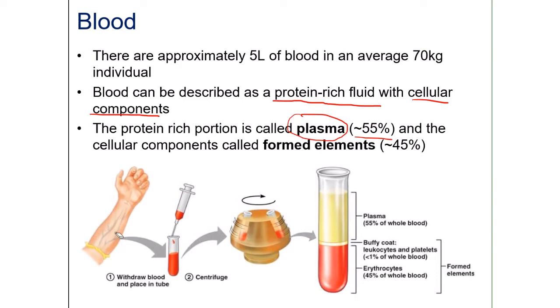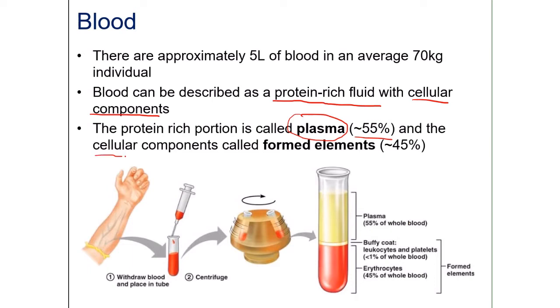So if you take blood from a person and then you spin it in a centrifuge, which is basically a machine that rotates at really high speed, you are going to be able to separate its content based on its mass. So the heavier stuff, like the cells, are going to sink to the bottom, and lighter stuff, the liquid portion, is going to float to the top. So this top clear yellowish layer is the plasma, and that makes up 55% of your whole blood.